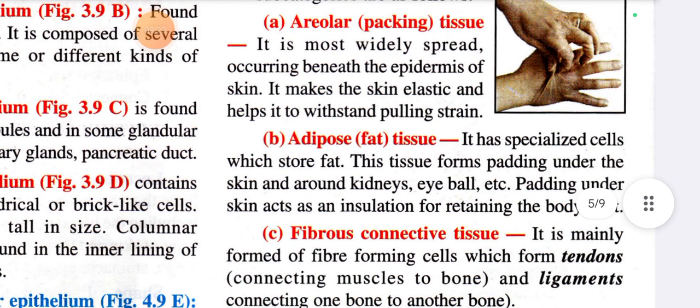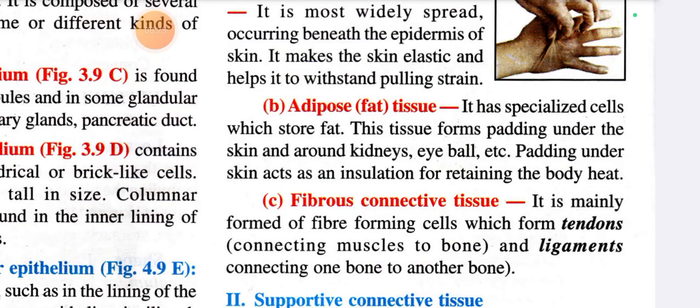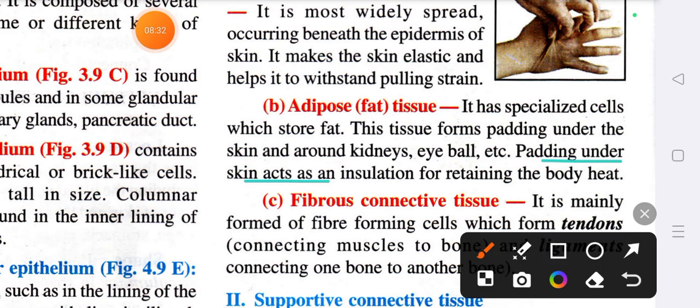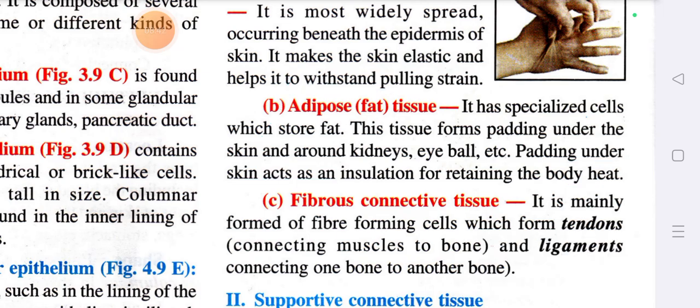Then we have adipose, that is fat tissue. It is specialized cells which store fat. This tissue forms padding under the skin and around the kidneys, eyeball, etc. Padding under the skin acts as insulation for retaining the body heat. So we just need to see the diagram. You may search in Google.